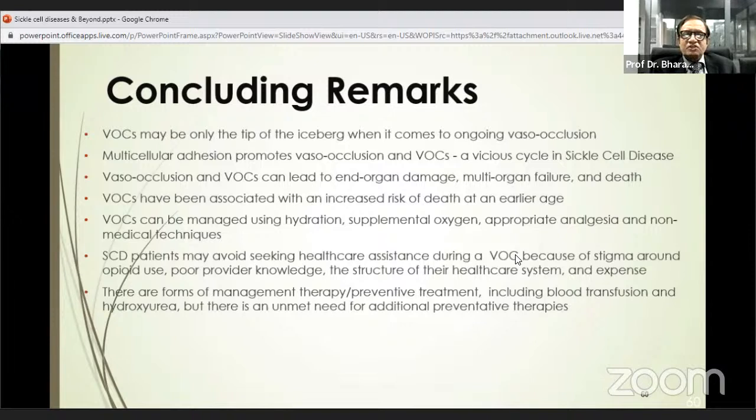Sickle cell disease patients may avoid seeking healthcare assistance during VOC because of stigma around opioid use, poor provider knowledge, the structure of their healthcare system, and expense. There are forms of management, therapy, and preventive treatment, including blood transfusion and hydroxyurea, but there is an unmet need for additional preventive therapy, the prevention of hypoxia, acidosis, and dehydration.